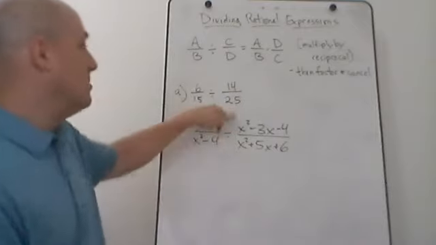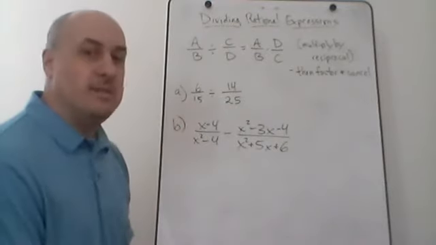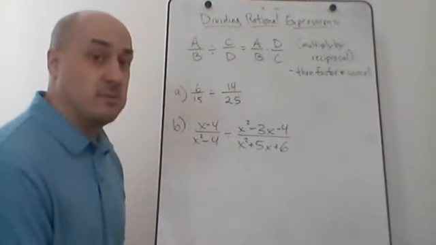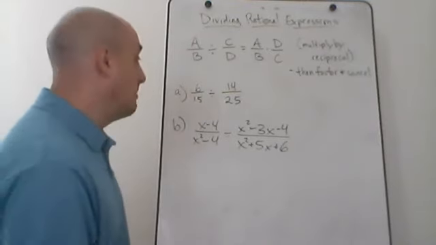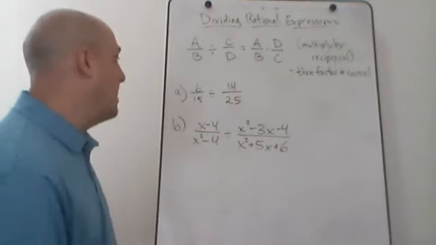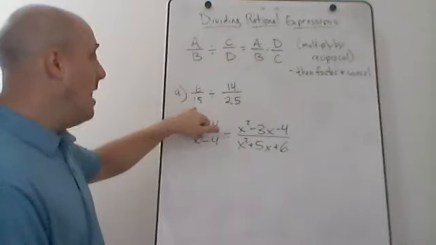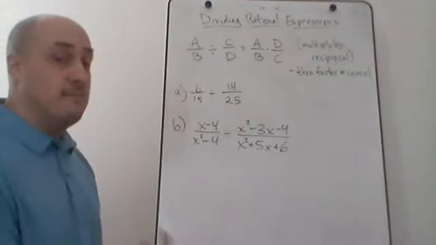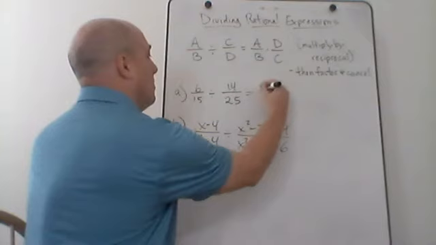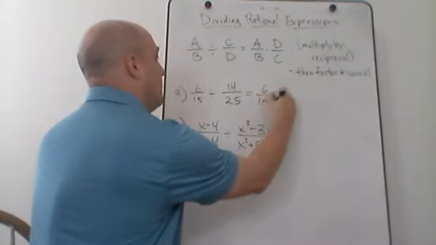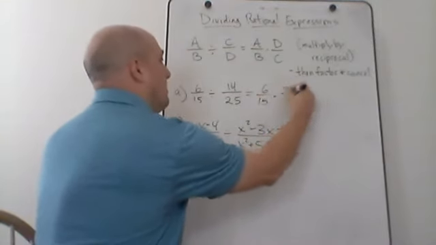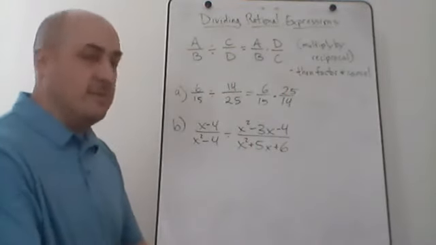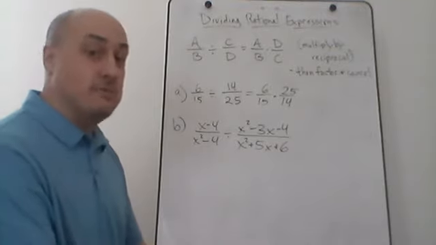To do a couple of examples, we'll do one first with numbers just to remind us how we treat dividing fractions, and then we'll do one with algebraic expressions. You'll see that we do them the same basic way. First off, I have 6 over 15 divided by 14 over 25. Remember, I never divide fractions, I change it into a multiplication problem. This is 6 over 15 times 25 over 14. Instead of dividing by the fraction, I multiply by its reciprocal.